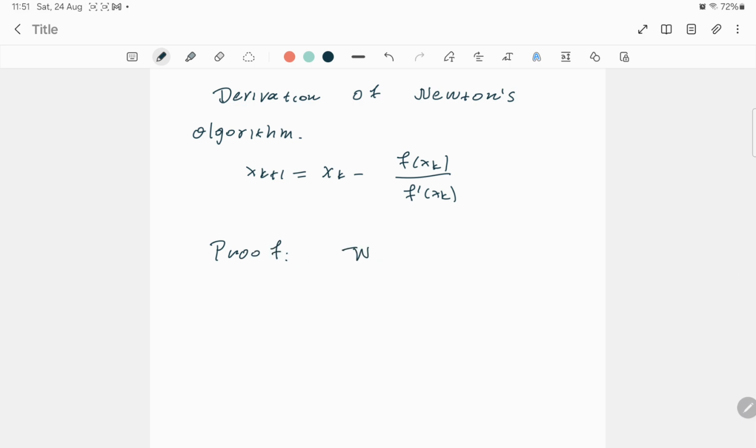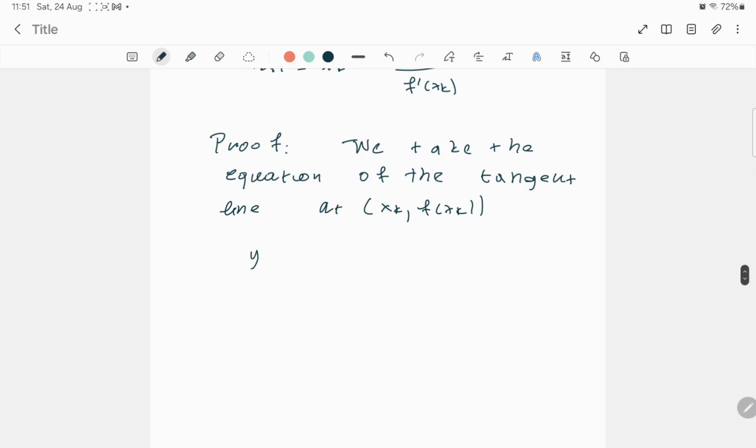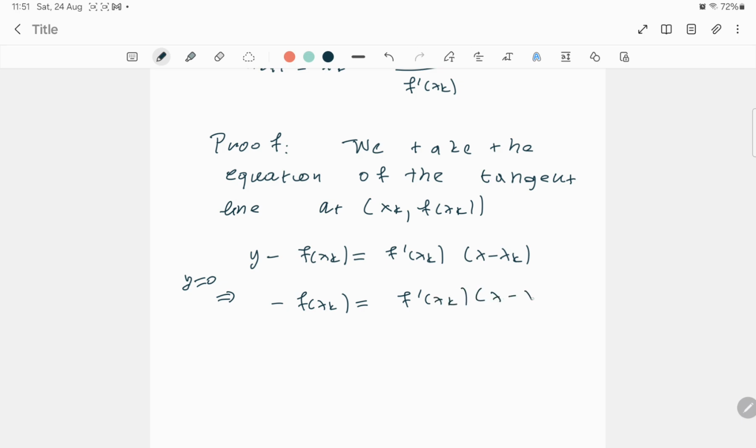So we take the equation of the tangent line at xk, f of xk. For y equal to 0, we have minus f of xk equals f prime of xk times x minus xk.